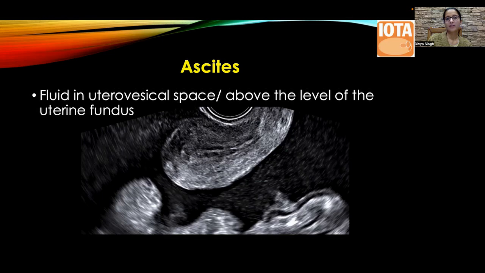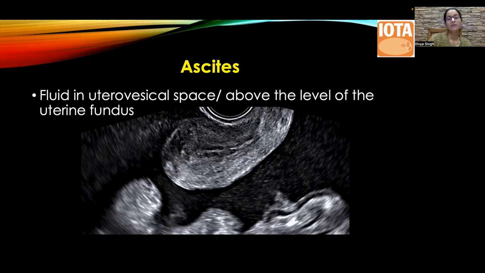Ascites is presence of free fluid in the pelvis, which extends either into the vesicouterine space, that is between the uterus and the urinary bladder anteriorly, or if the fluid is significant enough, when it extends above the level of the uterine fundus.